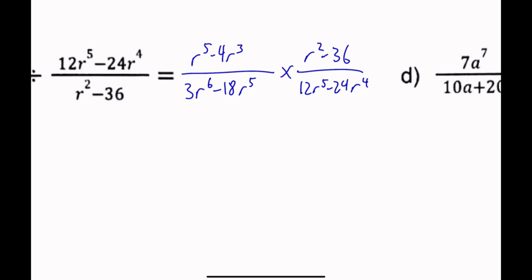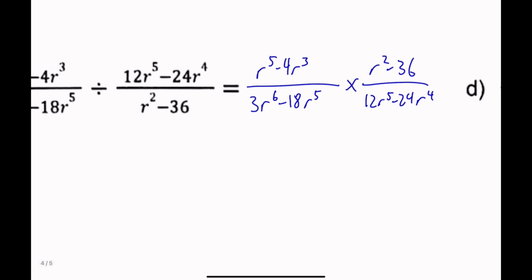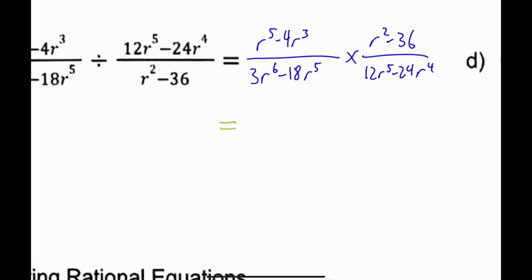Actually, you can factor these things before you convert it to multiplication. It really doesn't matter. You can just do whatever you like, right? So let's factor this now. We see r cubed is the common factor, so we see r cubed times r squared minus 4. Oh, what's that? Yeah, difference of squares. So that's going to be r minus 2, r plus 2, like that.